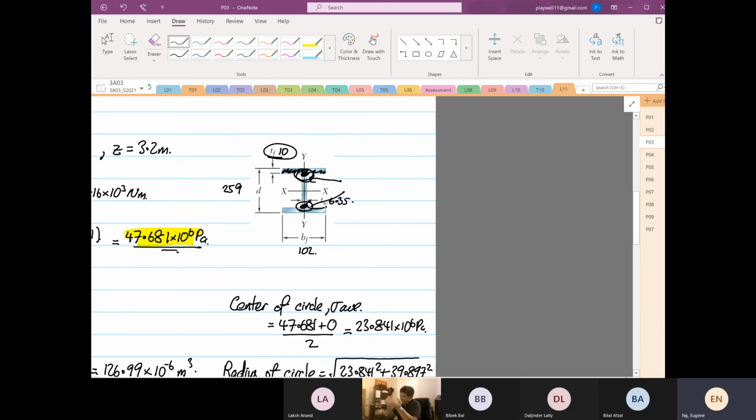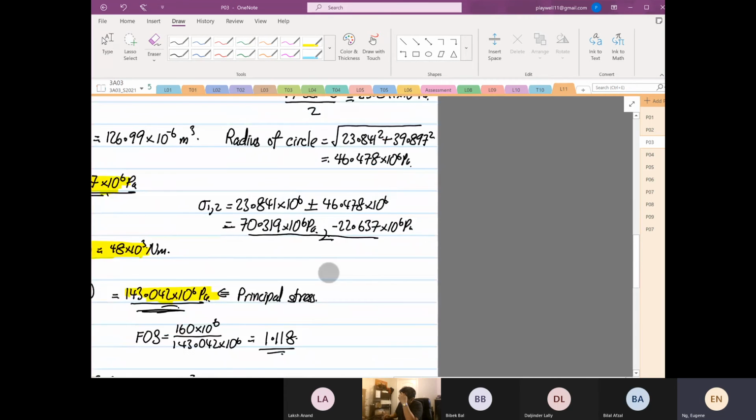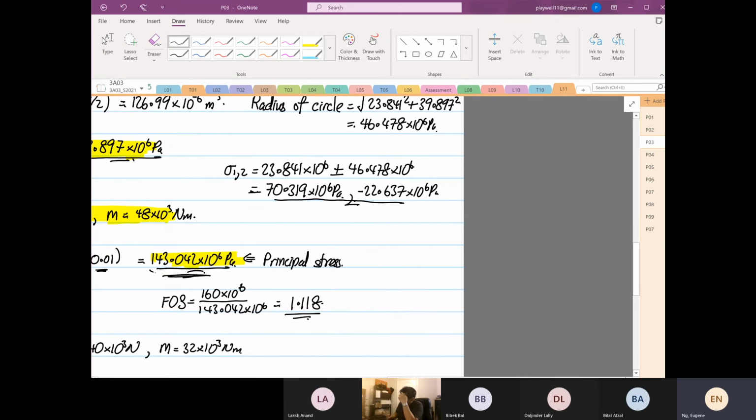If you have a fillet radius, you get this value over here, and probably you have to apply a multiplier. You have to multiply a certain number on your principal stress to take into consideration the safety factor.